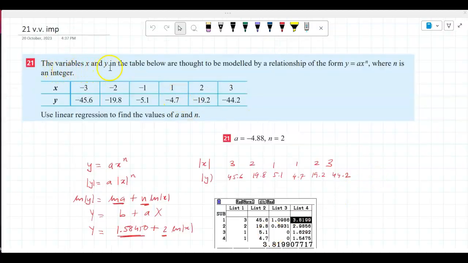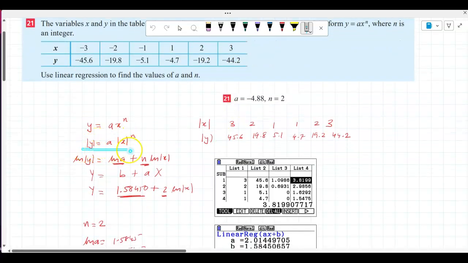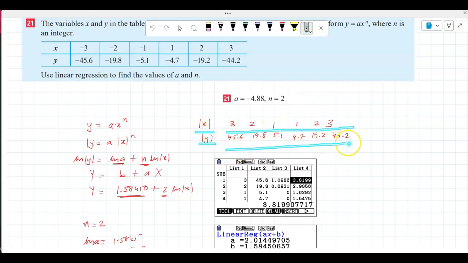The variables x and y in the table below are thought to be modeled by the power y is equal to ax raised to n. So that's your log. Now log of a negative number does not exist. Therefore the sum is important. In that case you have to take the modulus. Very important sum. So you take modulus of this because the numbers are negative. So you make a table with your modulus x, modulus y.